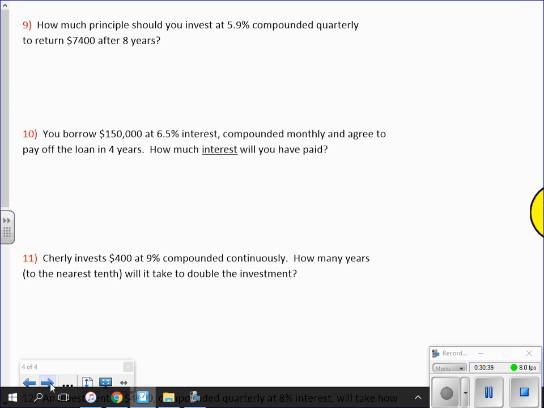Okay, so these are just application problems. What we did, you're using the same formulas. How much principal should you invest at 5.9% compounded quarterly to return $7,400 after 8 years? So, same formula, only we're looking for what the investment is, not the final amount.